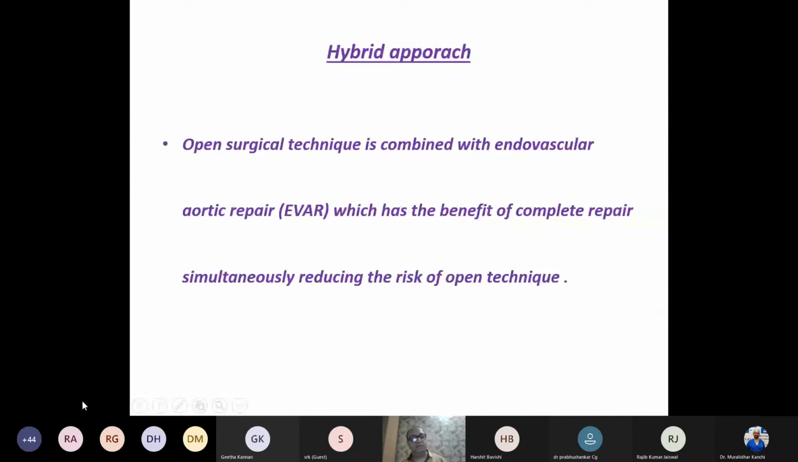Now, especially in these individuals, sometimes if the flap is involving multiple vessels or going down into the descending aorta up to the iliacs, probably we have to adopt a hybrid approach for these surgeries. That is, the open surgical technique is combined with endovascular repair or endovascular stenting, which will have the benefit of complete repair simultaneously, but reducing the risk of the open technique. That means we do the initial repair in the theater, then wheel him into the cath lab, or if you have a hybrid cath lab, we can operate in the same theater and do the endovascular stenting in the same sitting.